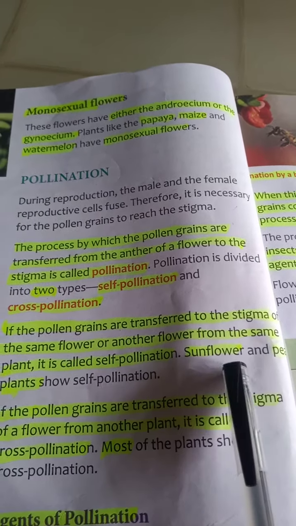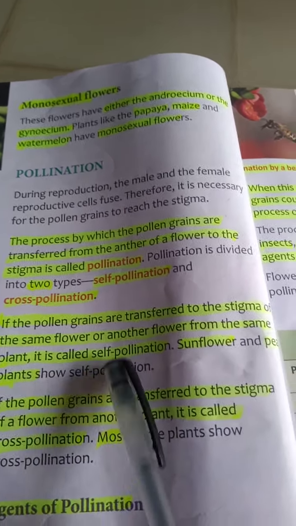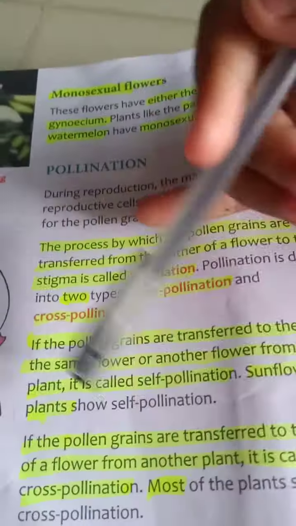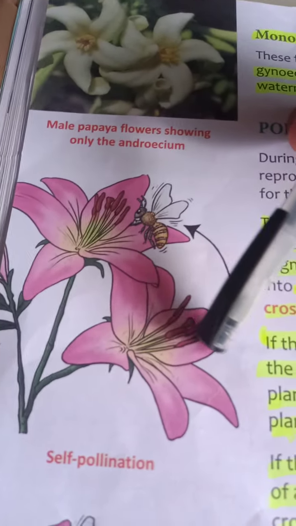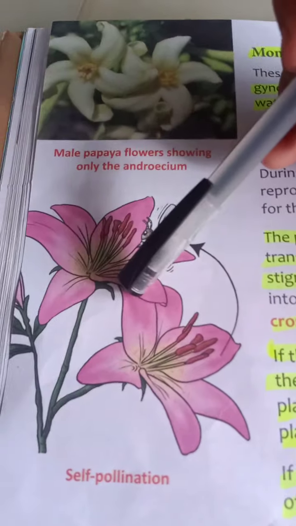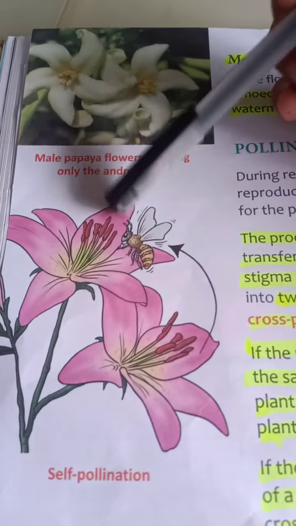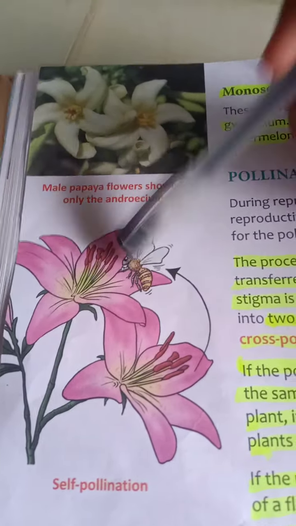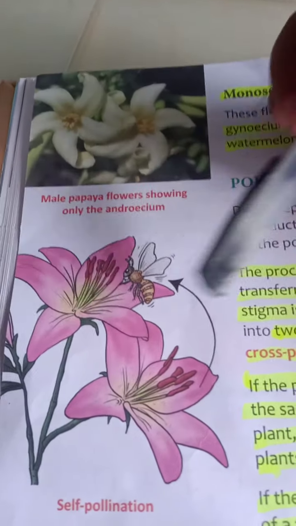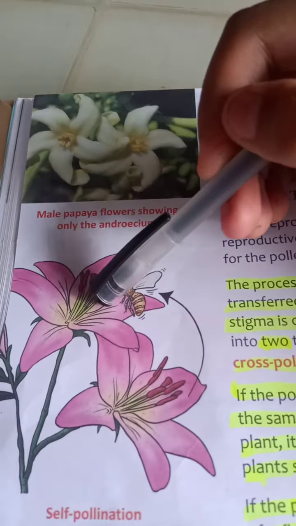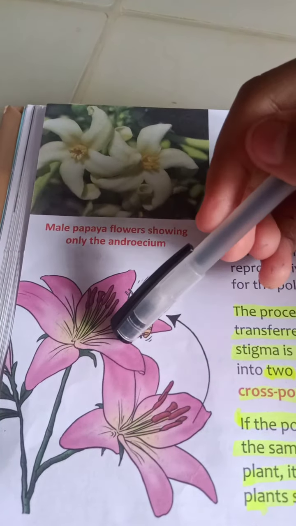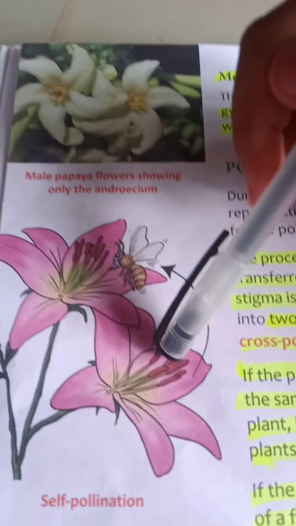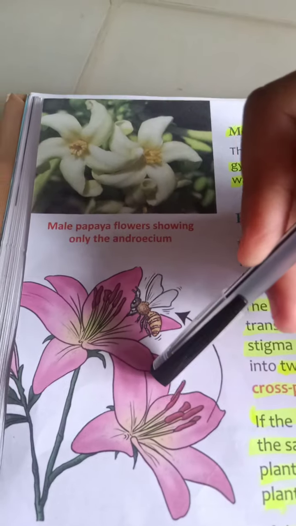For example, sunflower and pea plants show self-pollination. See here in this structure, these are the anthers and these are the filaments, and here are the pollen grains. So when a pollination agent like a bee, butterfly, sunbird, etc., comes and takes the pollen onto its mouth and again drops it in a flower of the same plant, it is called self-pollination.